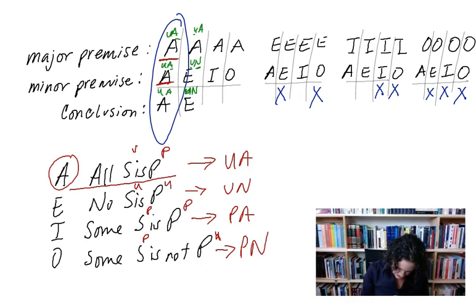Again, universal affirmative. Now we have a particular affirmative. Two affirmatives is going to yield an affirmative, and a particular is going to yield a particular. So we have a particular affirmative here. What's that? I. And I'm just getting that from here, okay? This is what I'm looking at.